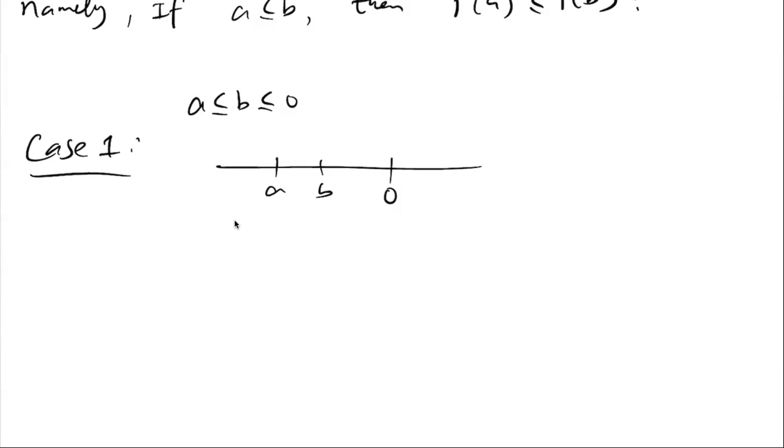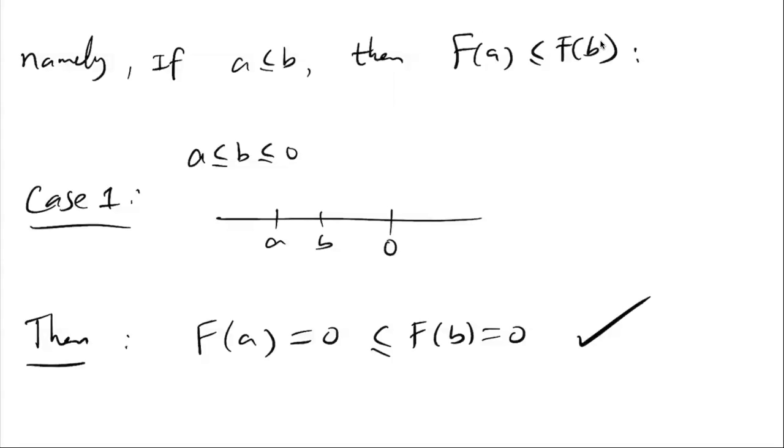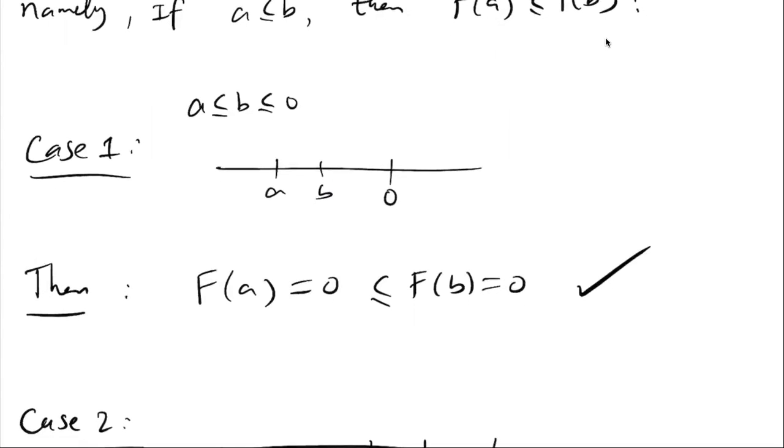Now, another case, if they're both bigger than 0, so let's say 0 is here, and a is here, b is here. So case 2, a less than or equal to b, but they're both bigger than or equal to 0. So then in this case, what will be F of a and F of b? So it seems that the screen was frozen for a few seconds.